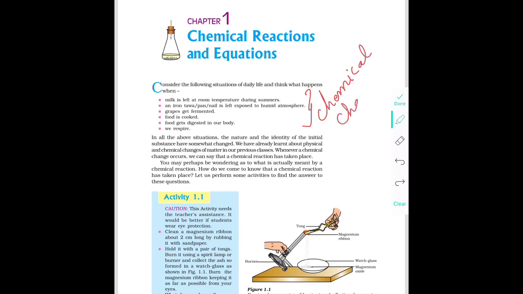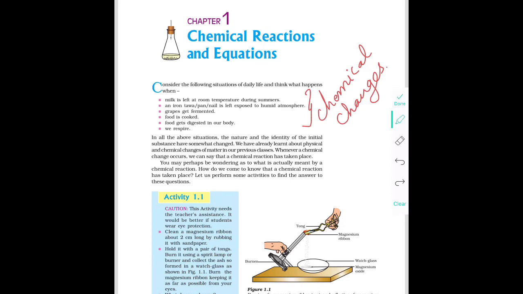Why are they called chemical changes? Because during this change, a new substance is formed. So, in all the above situations, the nature and identity of the initial substance have changed. We have already learnt about physical and chemical change of matter in our previous classes. Whenever a chemical change occurs, we can say that a chemical reaction has taken place.